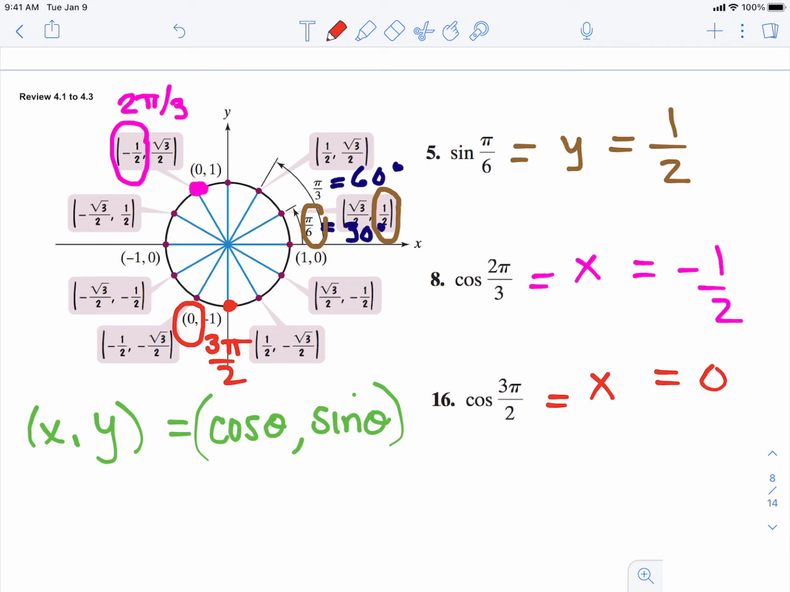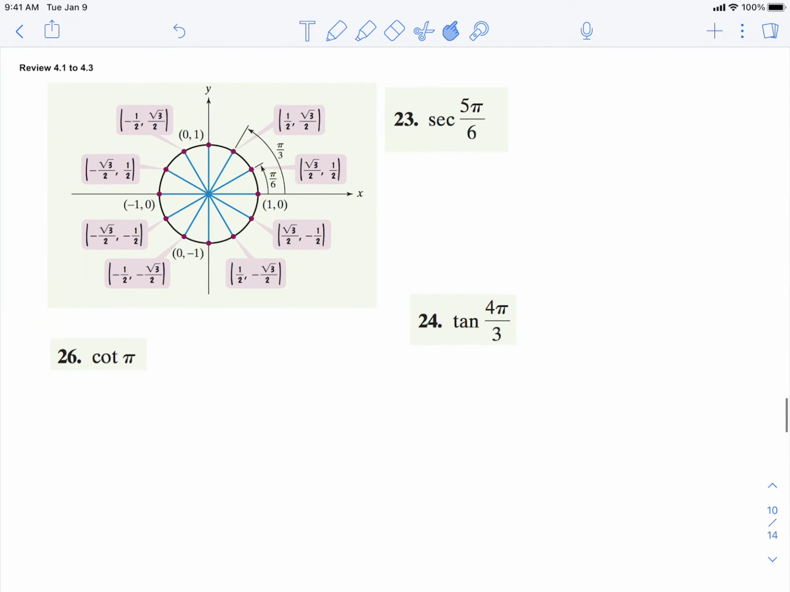So sine and cosine, you can look quickly at the unit circle. The other 4, you have to do a little bit of work. The other 4 trig functions. And that's what we're going to go into next.